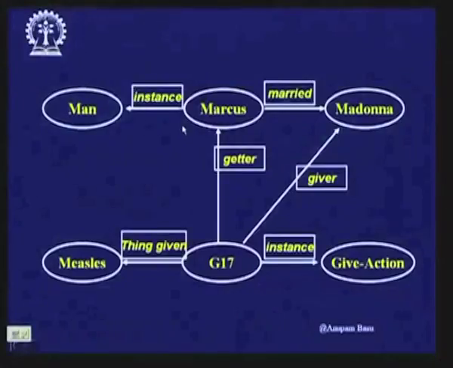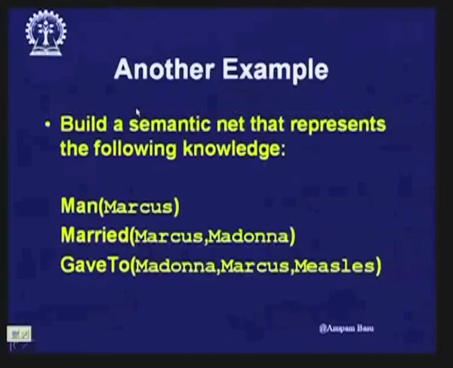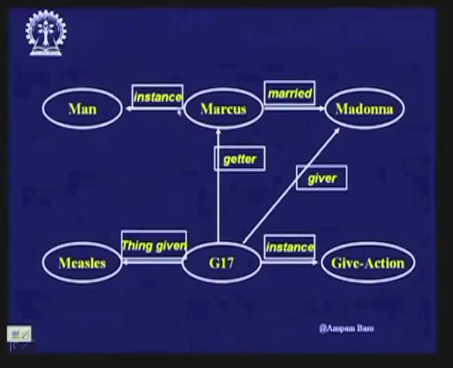You see here, Marcus is an instance of man. So, I take this sentence, man Marcus. Marcus is an instance of man, which is a concept. Madonna is another instance. Marcus is married to Madonna. So, you see the second statement is also covered.